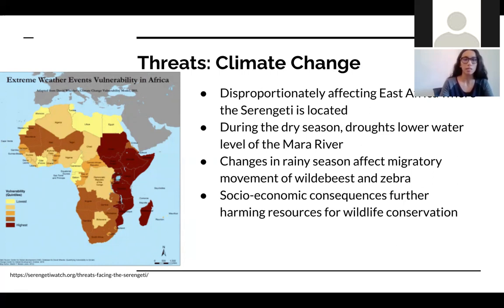Changes in the rainy season affect the migratory movement of wildebeest and zebra, which could result in these species not following their normal migratory path, and instead dispersing over a wide range. And climate change has socioeconomic consequences that further harm resources needed for wildlife conservation and habitat remediation, and cause more harmful behaviors in humans that we will discuss later.